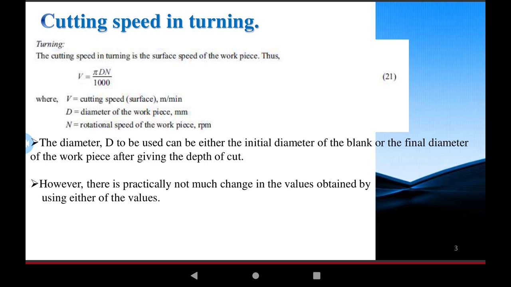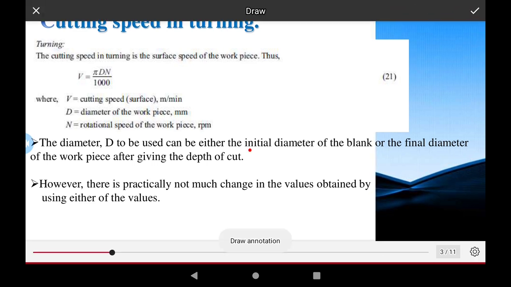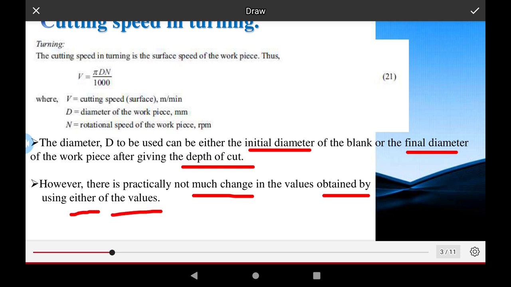The diameter D is used either for the initial diameter, the blank, or the final diameter: capital D minus small d gives the thickness of the workpiece, after the depth of cut is given. Practically, the value is obtained by using the equations.